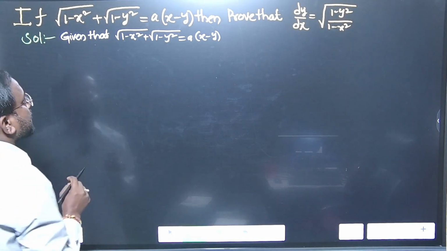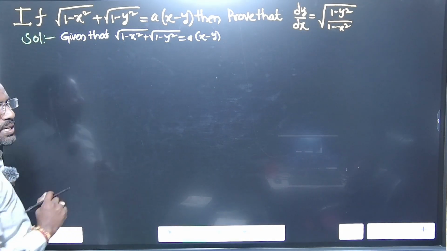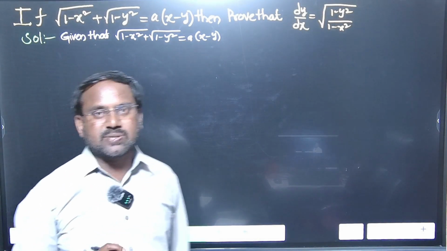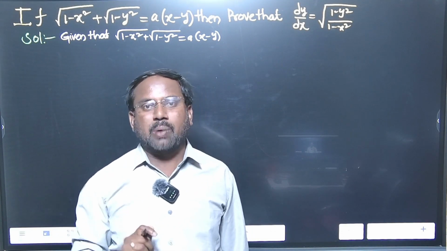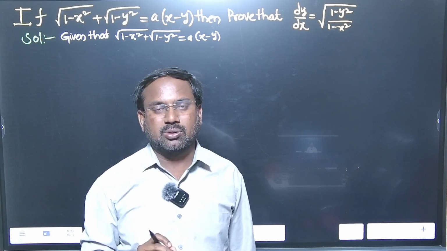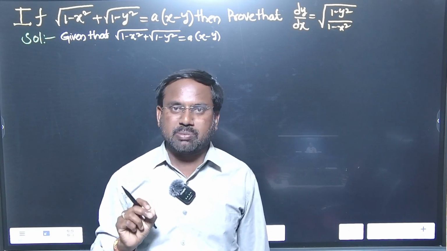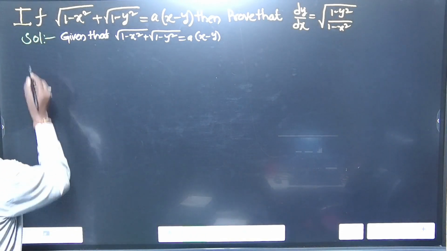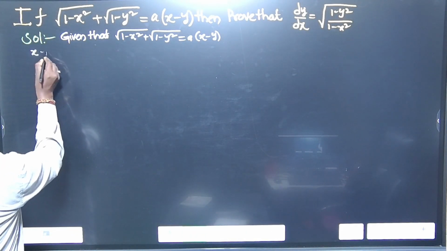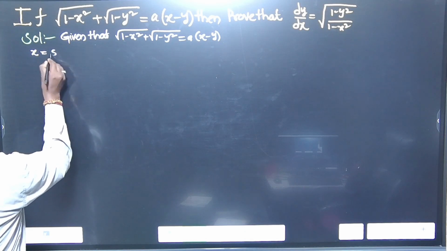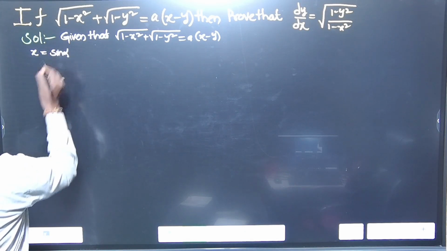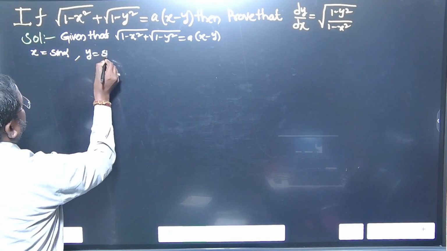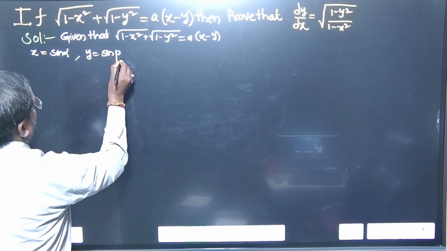See here, root over 1 minus x square plus root over 1 minus y square is equal to a of x minus y. This problem is solved by the substitution method, meaning a suitable substitution. Students, we take x as a trigonometric function: x is equal to sin alpha and y is equal to sin beta.